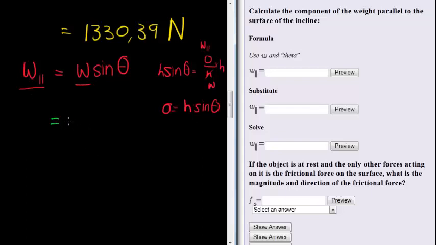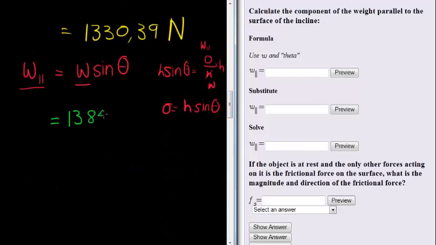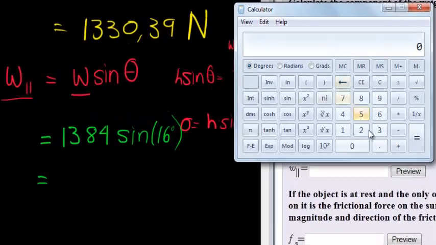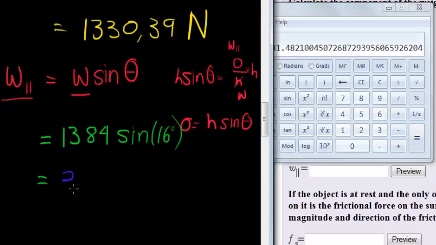Okay, substituting, we substitute 1384. 1384 was the weight that's simply downwards, and sine our angle was 16 degrees. And now, what answer do we get? Let's see. 1384 times sine of 16 degrees gives us 381.48 newtons. There we go.